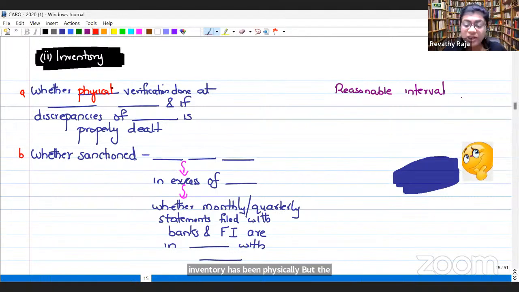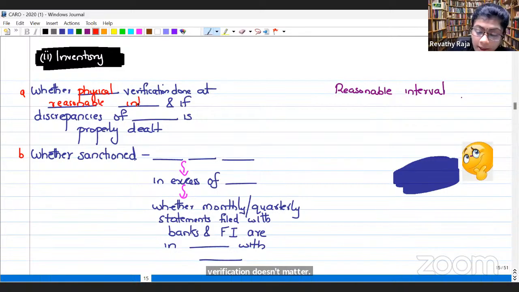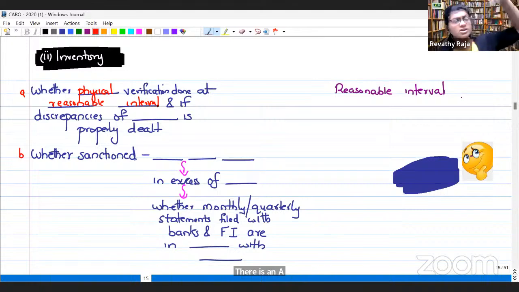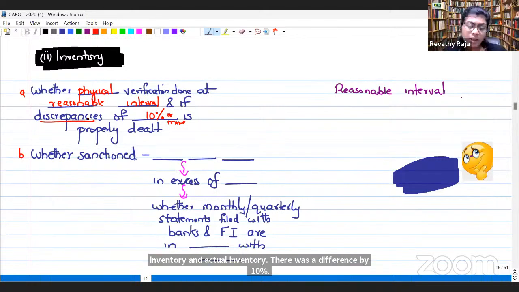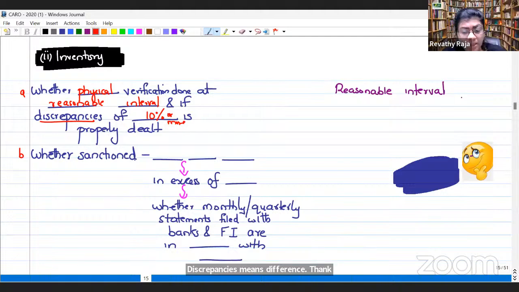whether physical verification is done at reasonable intervals. What is this physical verification? They will check book inventory against physical inventory. When they check, whether there are any discrepancies of 10% or more, and if so, whether they are properly dealt with. Discrepancies means difference, between the book inventory and actual inventory, by 10%.